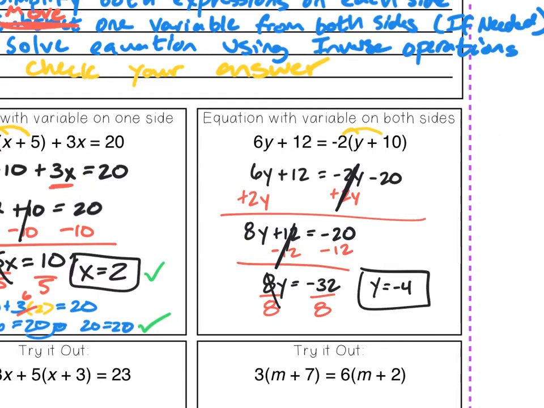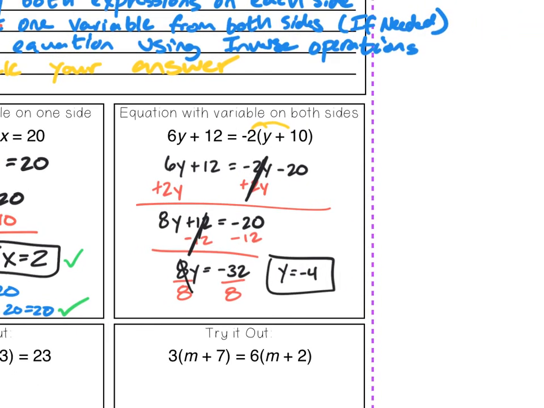Okay? Now, if I were going to check this, you come out here to the side and I'll show you how. Anywhere you see a y, you would plug in a -4.